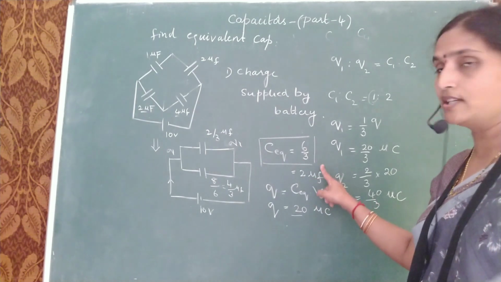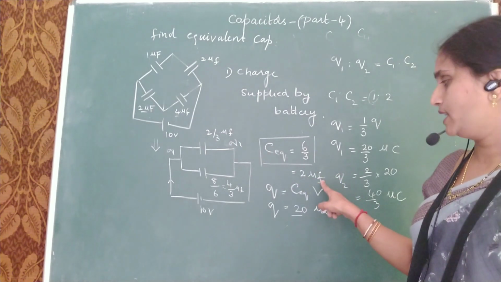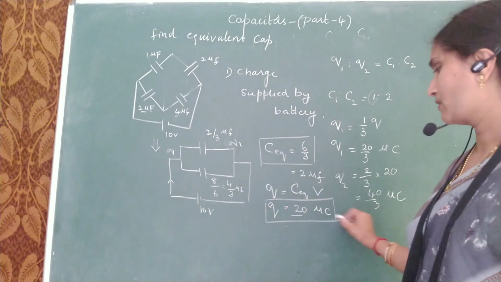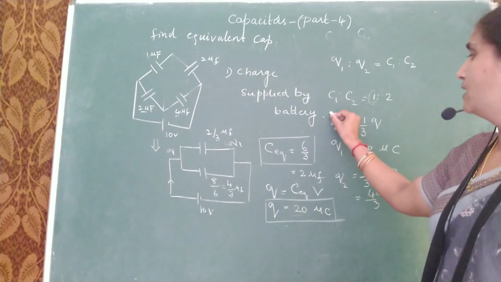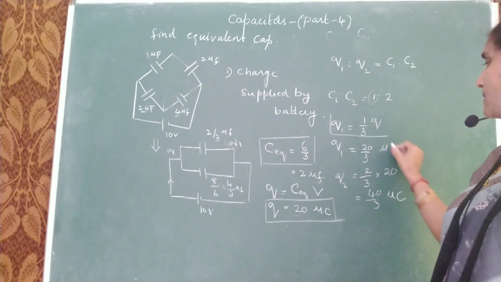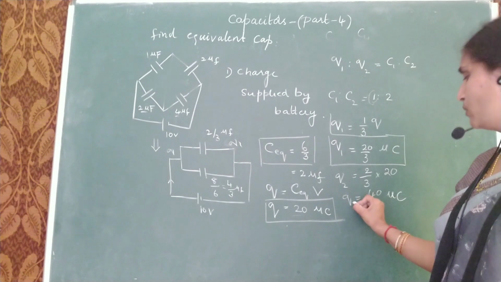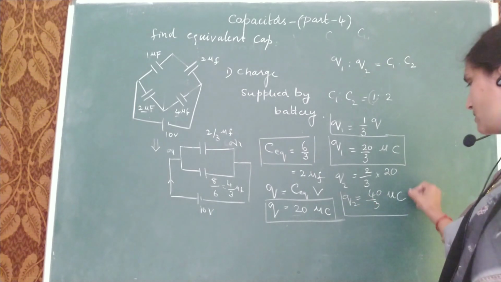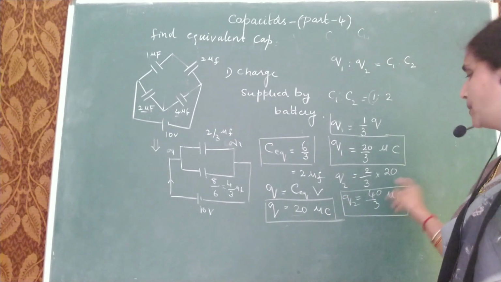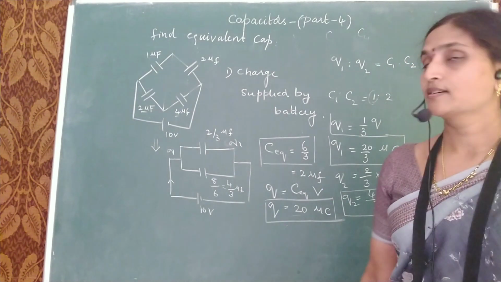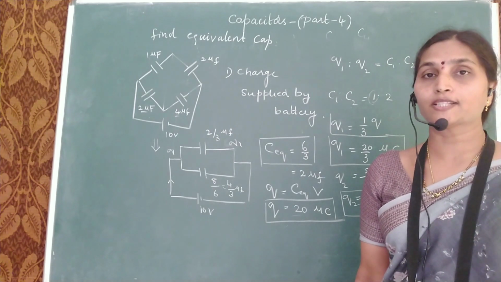To find out the equivalent capacitance, we have got the answer as 2 microfarad. The total charge supplied by the battery is 20 microcoulomb. Charge on the upper 2 capacitors is 20 by 3 microcoulomb. And charge on the lower 2 capacitors is 40 by 3 microcoulomb. So this is a simple application which is based on the Wheatstone bridge principle.